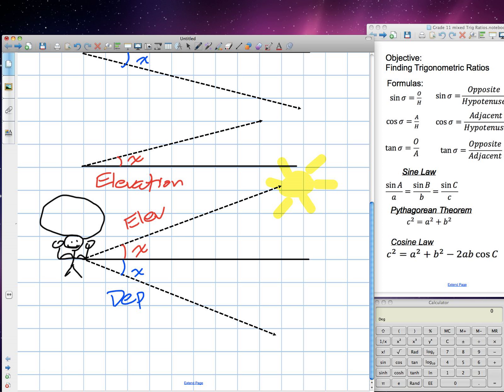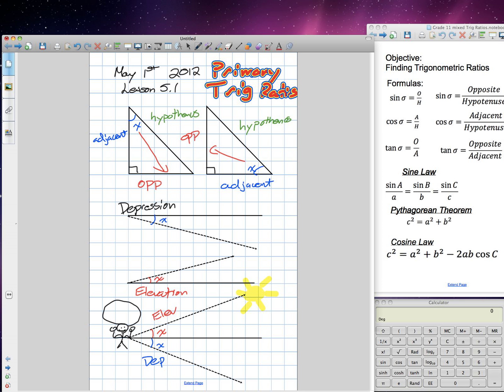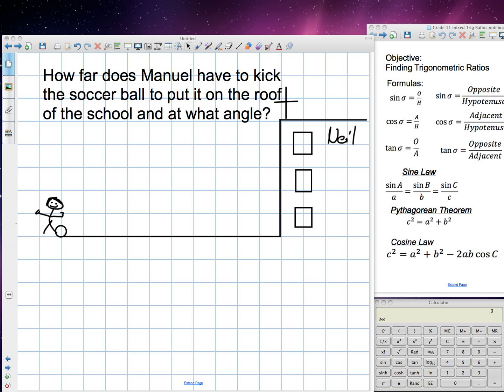Okay, so we got a question here. How far does Manuel have to kick the soccer ball to put it on the roof of the school, and at what angle? So over here at Neil McNeil, he's going to kick a soccer ball. He is, let's say, 30 meters from the school. So he's quite far away. And the school itself is another 20 meters high, we'll say. From top to bottom, we're looking at 20 meters, and he's 30 meters from the school.